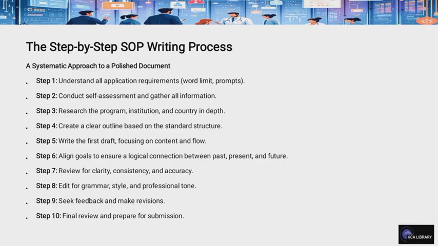The next is to write the first draft, focusing on content and flow. The fifth step is to align goals to ensure a logical connection between past, present, and future. The next step is to review for clarity, consistency, and accuracy. And the next step is for you to edit for grammar, style, and also professional tone, for those using the British style of writing or the US style of writing. So you need to fine-tune it, you need to edit it to the style and professional tone.